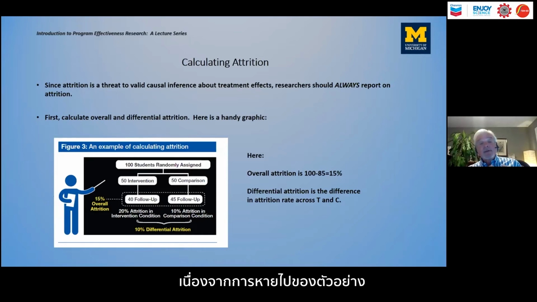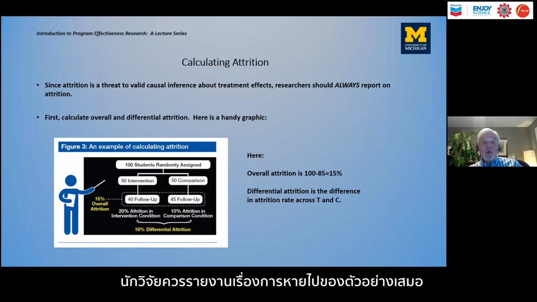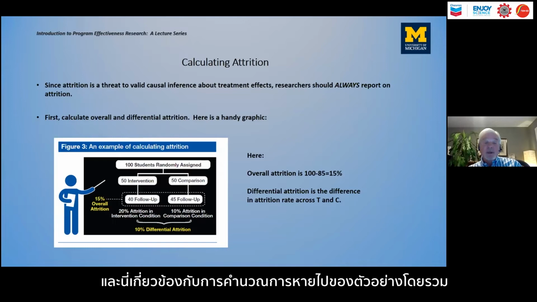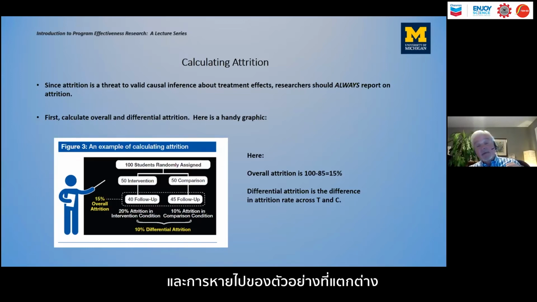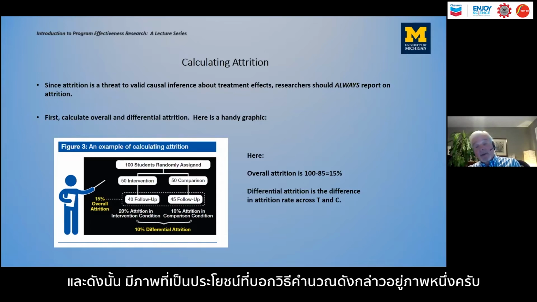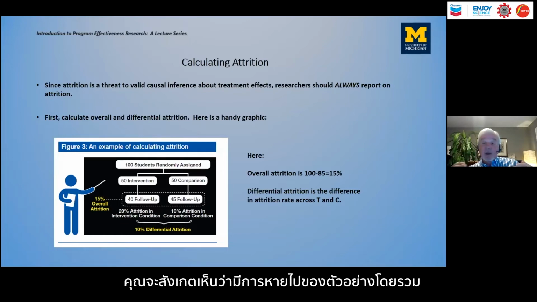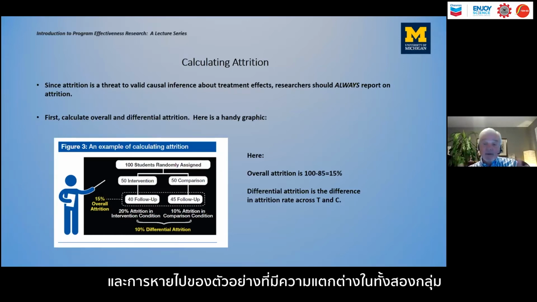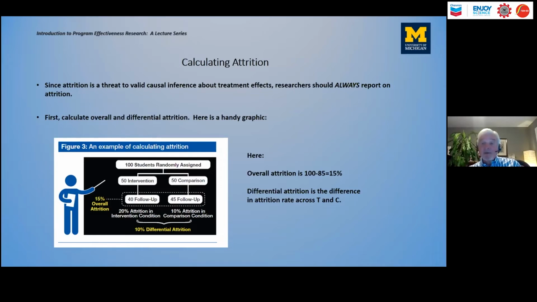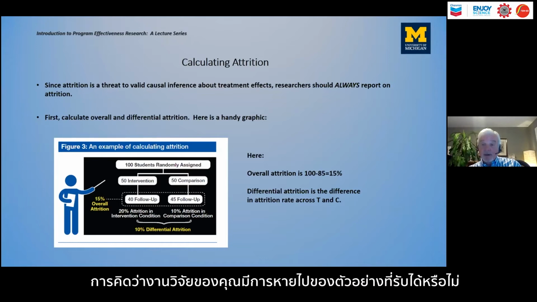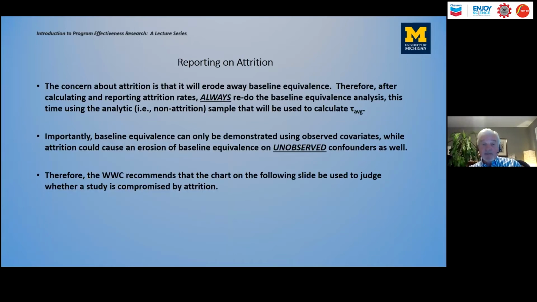So since attrition is a threat to valid causal inference about treatment effects, researchers should always report on attrition. And this involves calculating overall attrition and differential attrition. And so there's a handy graphic for how to do that. You'll notice that there is overall attrition and there's differences in attrition across the two groups. And what I want to do now is show you how to think about whether or not your study has been compromised by attrition.